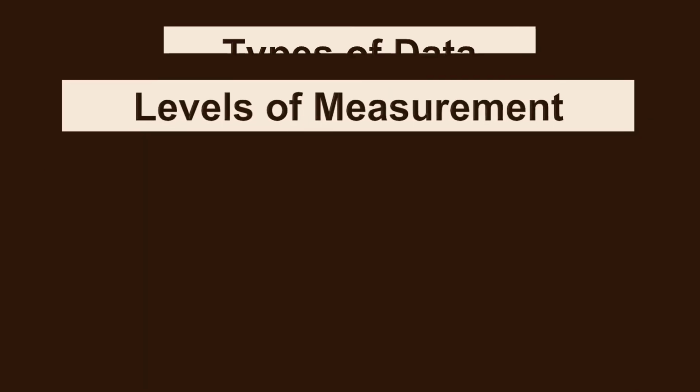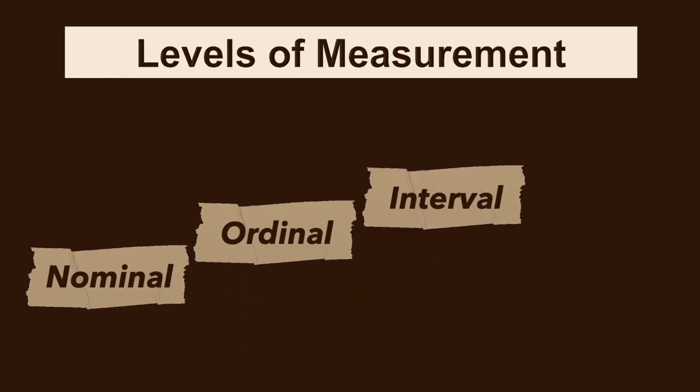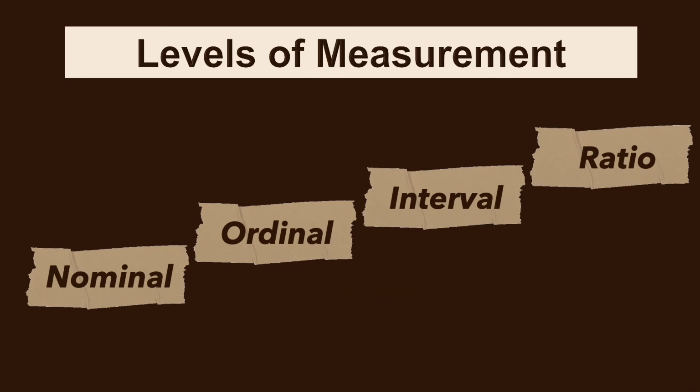With this data class, we also have the 4 levels of measurement: nominal, ordinal, interval, and ratio. And this is already arranged in their levels. Nominal as the lowest, while ratio is the highest. Let's start first with nominal.